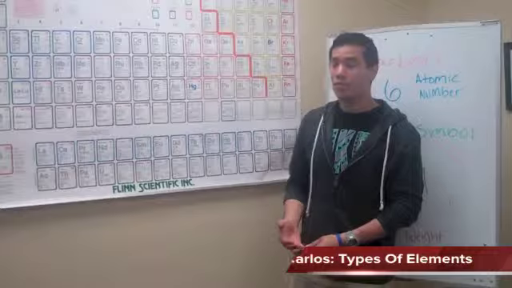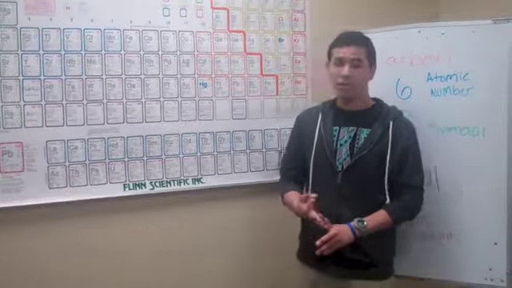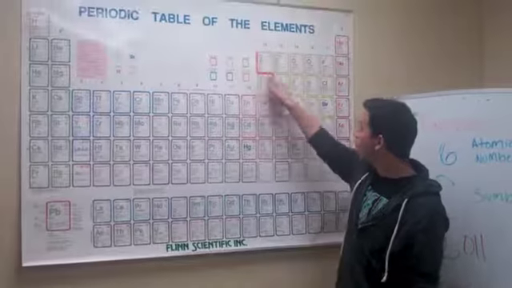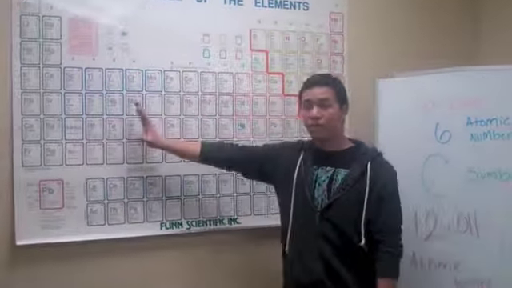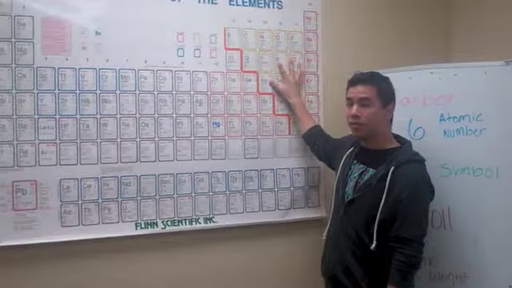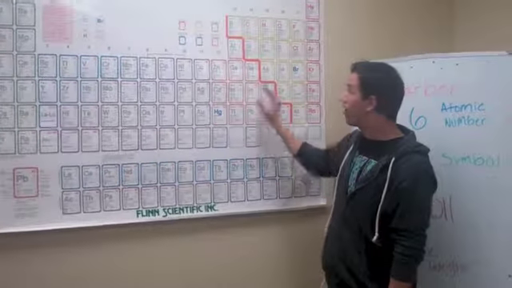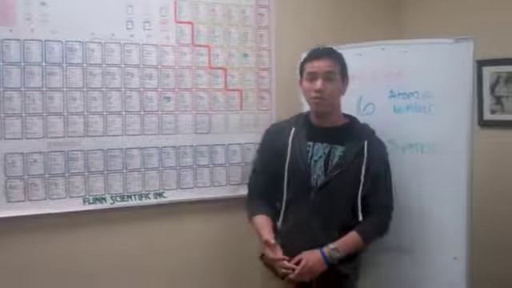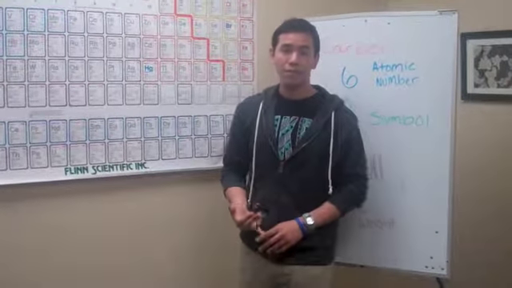So on the periodic table we have 3 types of elements. We have metals, nonmetals, and metalloids. They're divided by the staircase ladder line on the periodic table. Everything towards the left is considered a metal, and everything on the right is considered a nonmetal. Now the elements that are touching the staircase line are considered metalloids, because they can contain characteristics of both metals and nonmetals.